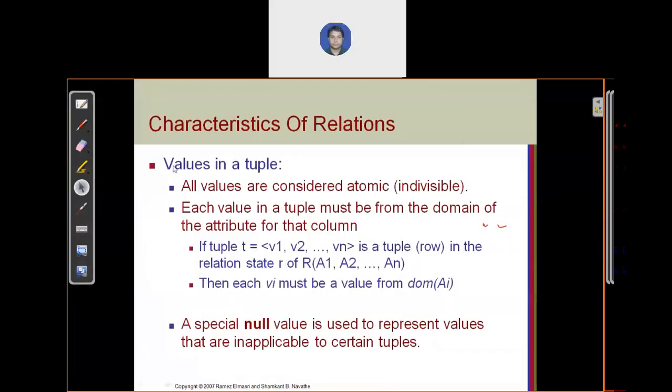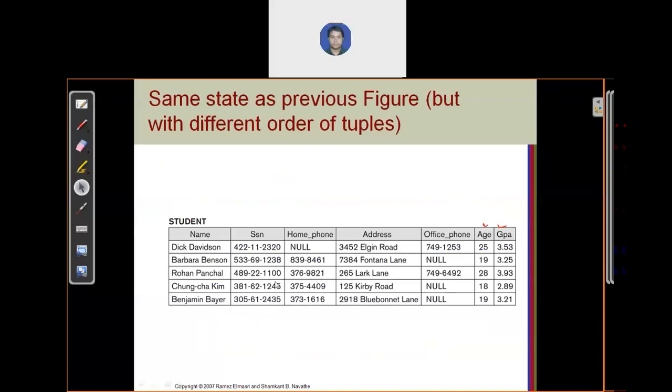So the values in a tuple are all considered atomic. Each value in a tuple must come from the domain of its attribute, that is, the column, and you can even write null values. If you don't know the value for that cell, you can set it as null, but you cannot write a non-atomic value. Okay. Here is this student, Dick.